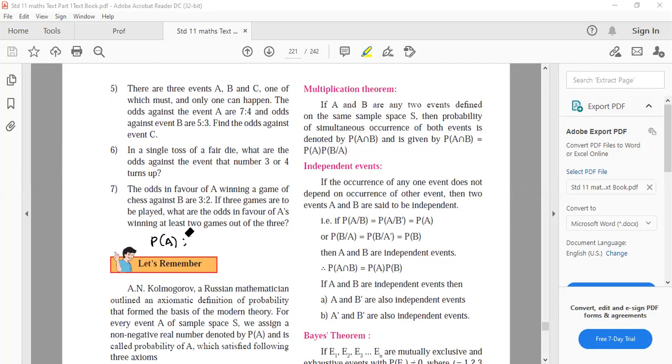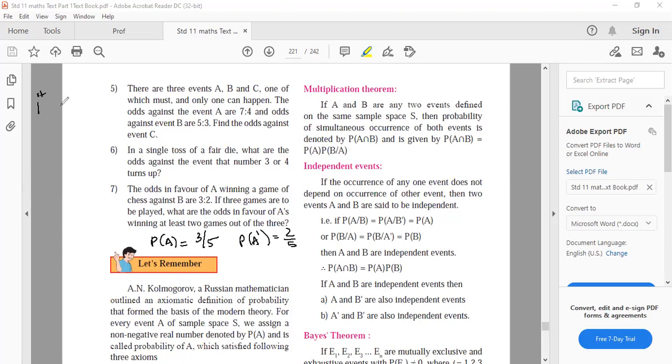Can you tell me what is the probability of A winning the game? 3 by 5. And the probability of A losing will naturally be 2 by 5. If 3 games are to be played, what are the odds in favor of A winning at least 2 games out of the 3?